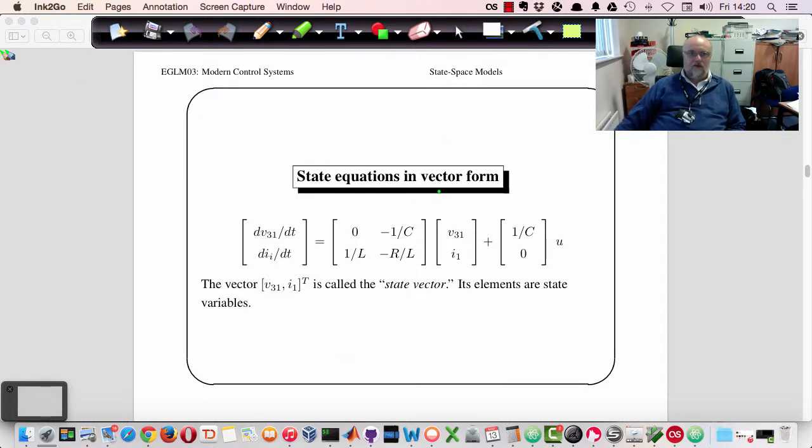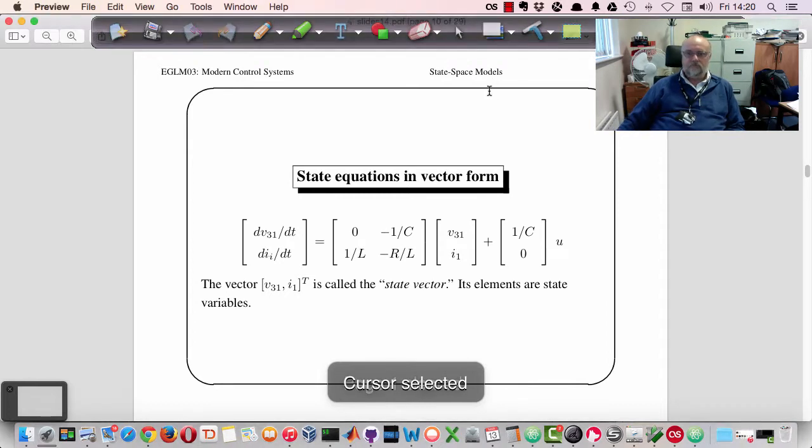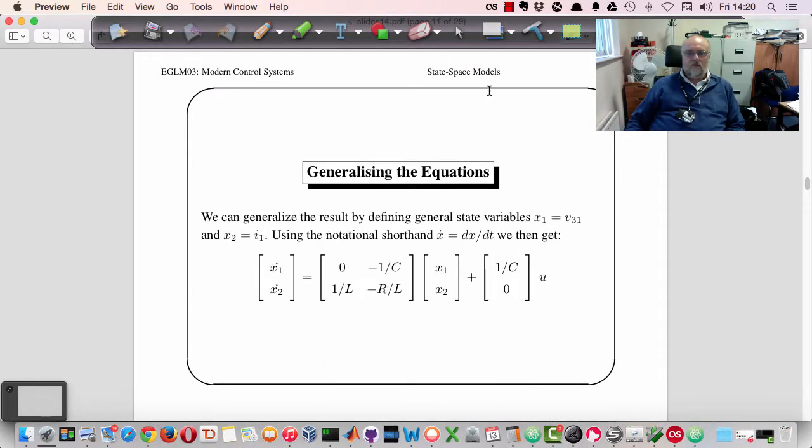Having done that, we can generalize a bit further by replacing V31 and I1 by anonymous variables, x1 and x2. So x1 is V31 and x2 is I1, and then x1 dot is the derivative of x1 and x2 dot is the derivative of x2. The other equations don't change.